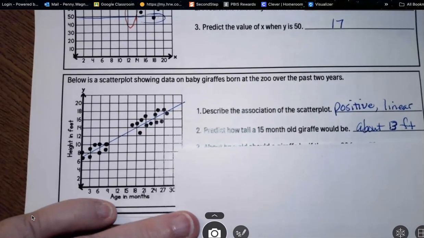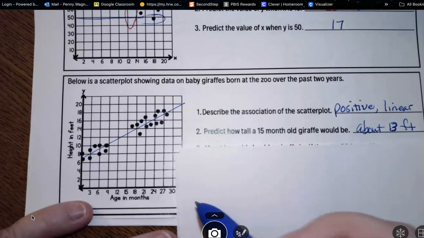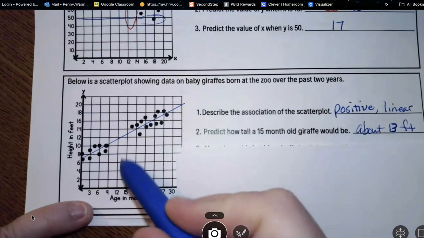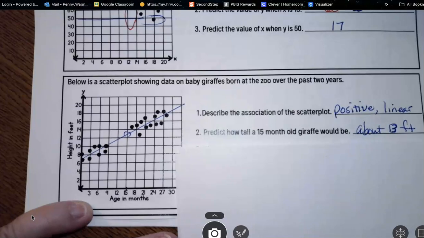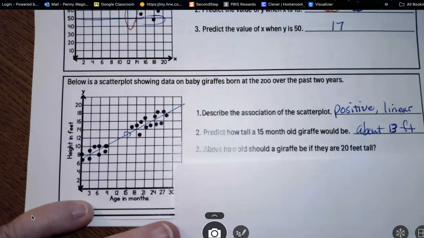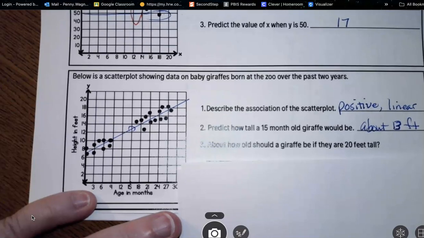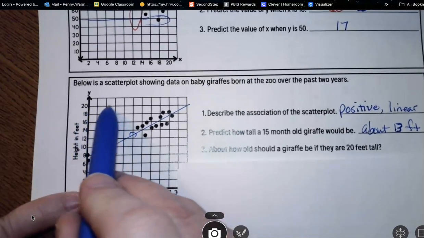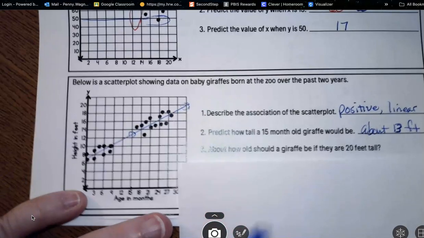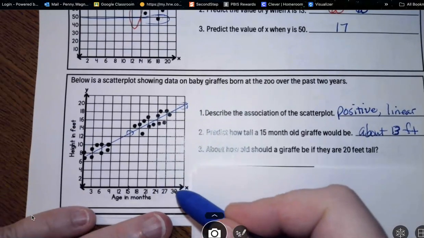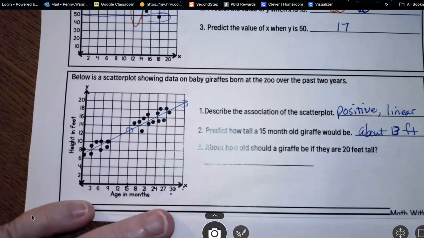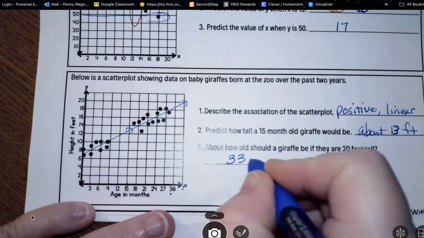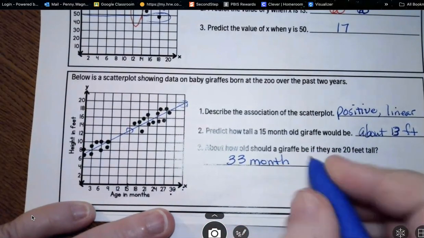Then they wanted to predict how tall a 15-month-old giraffe would be. So a giraffe at 15 months is here, and if I came up, I figure where my line is about in that space right there. So that would be about 13 feet tall. And they want to know about how old would a giraffe be if they were 20 feet tall. So if you come over from 20 to meet this line, it comes all the way out to past 30 months. So let's say, 39, no 30, so about 33 months. Okay.